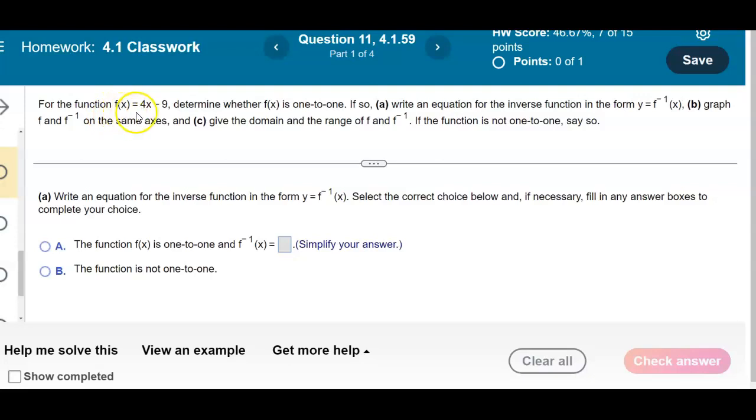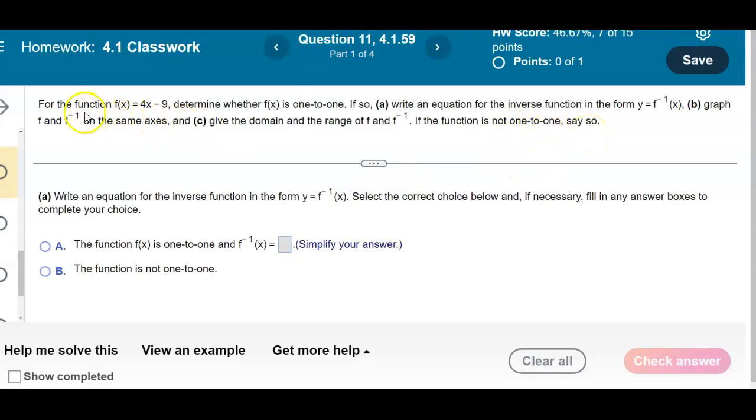For the function f of x equals 4x minus 9, determine whether f of x is 1 to 1. If so, A. Write an equation for the inverse function in the form of y equals f inverse of x. B. Graph f and f inverse on the same axes. And C. Give the domain and the range of f and f inverse. If the function is not 1 to 1, then say so.